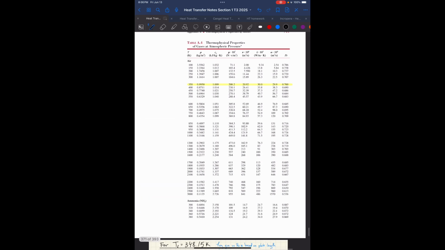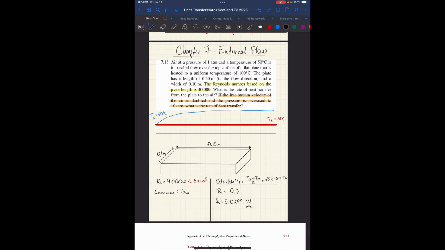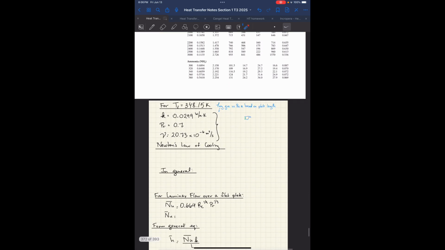Because typically what's done in these problems is that they give you the velocity of the air and then you have to calculate Reynolds number. But here they did the opposite. They give you Reynolds number and they want you to calculate velocity. So let's find the velocity. We're going to need it later, not for the first part, but we're going to need it later.